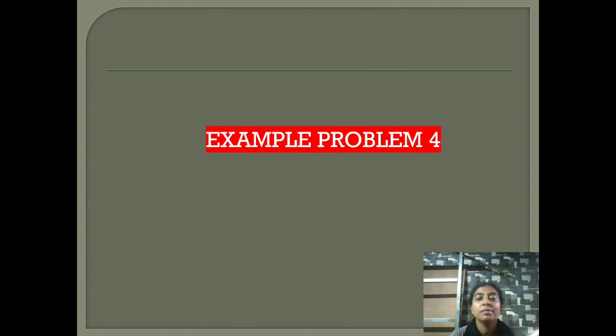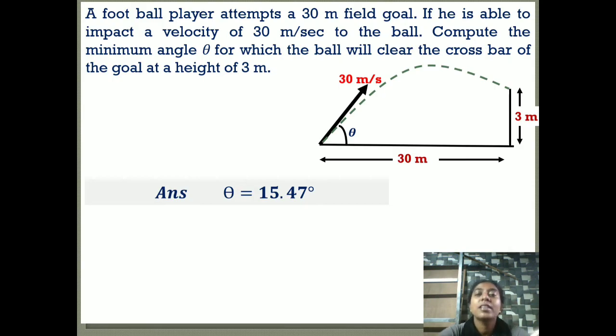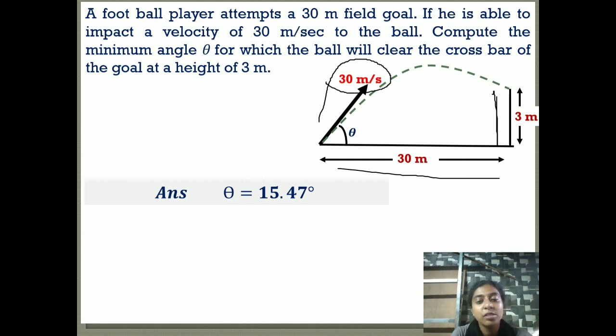Next problem. A football player attempts a 30 meter field goal. If he is able to impart a velocity of 30 meter per second to the ball, compute the minimum angle theta for which the ball will clear the crossbar of the goal at a height of 3 meter. So Sy is 3 meter, Sx is 30 meter, velocity is 30 meter per second. We will resolve it into horizontal and vertical components, take x direction and y direction. Solve this, it is for practice for you. Theta will be equal to 15.47 degrees.